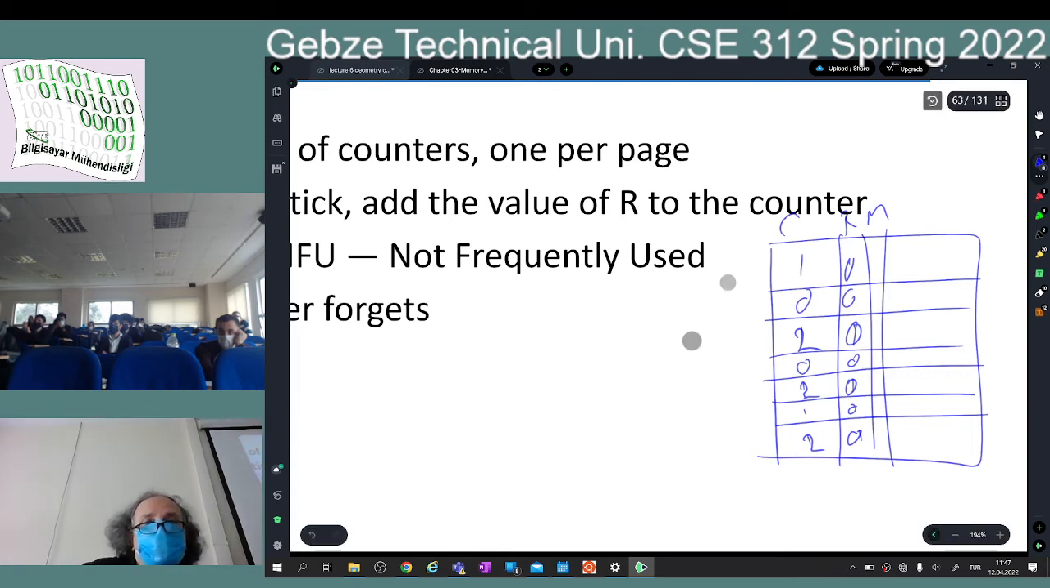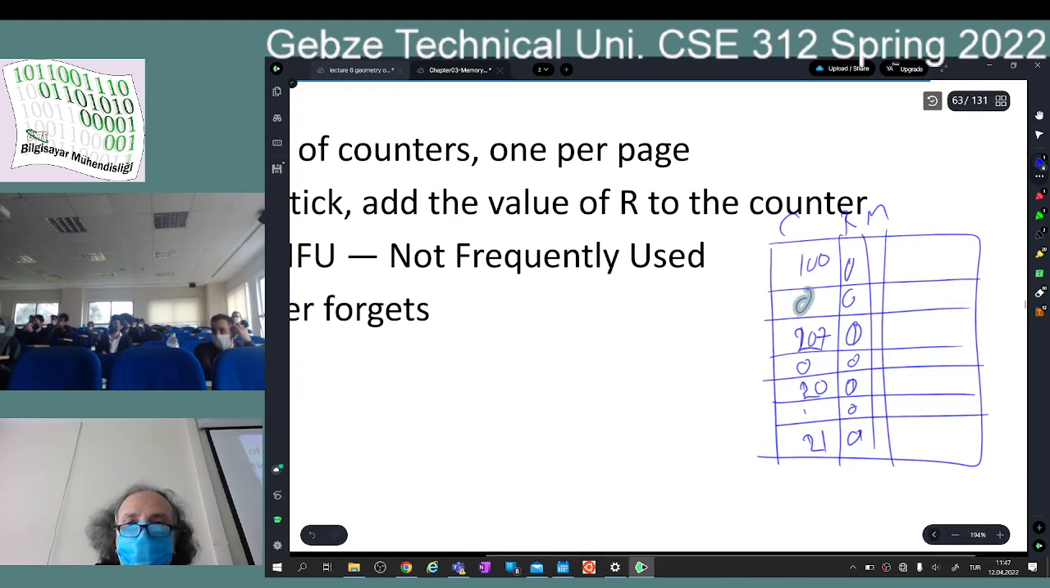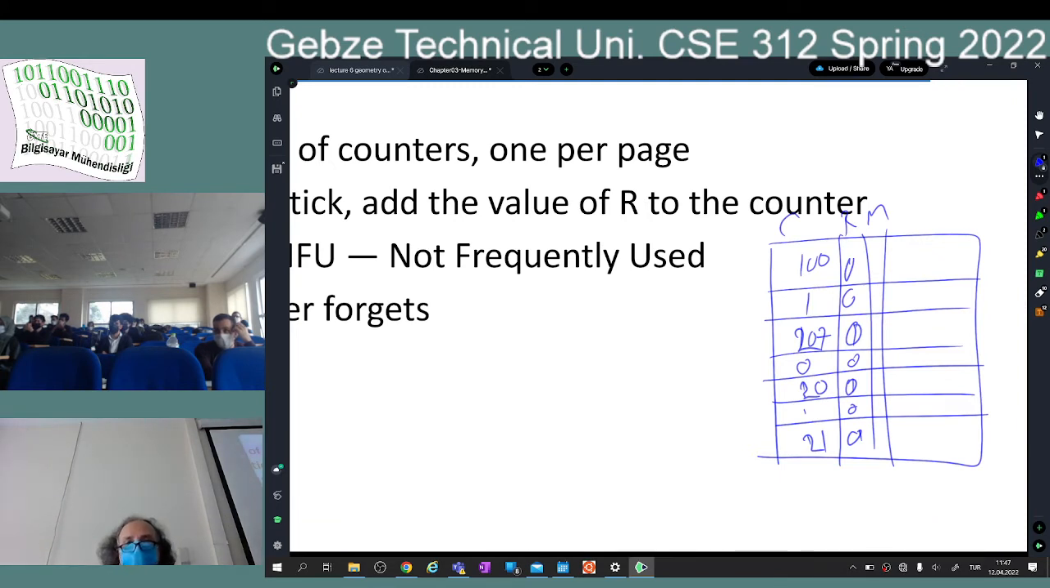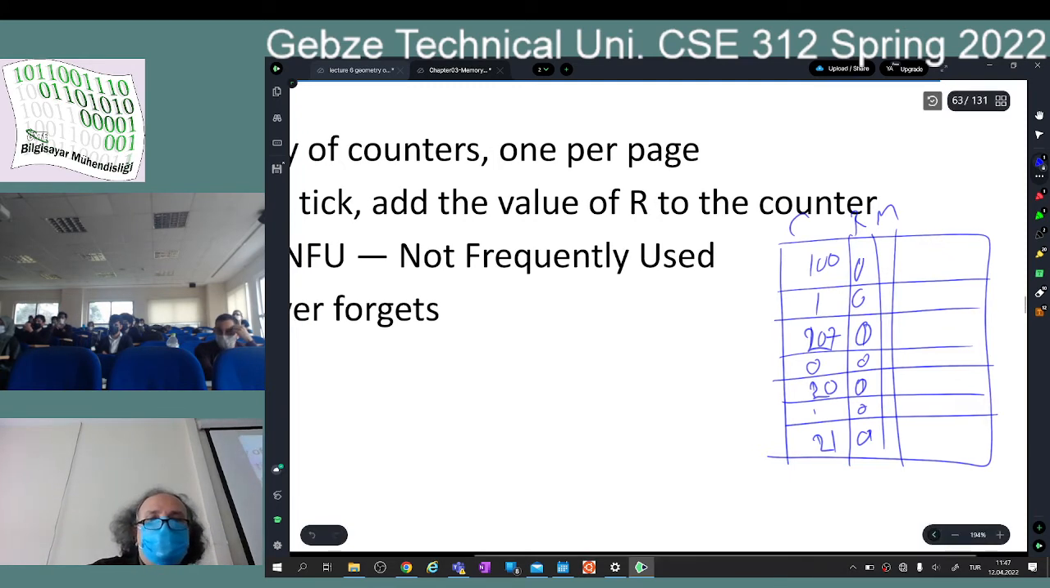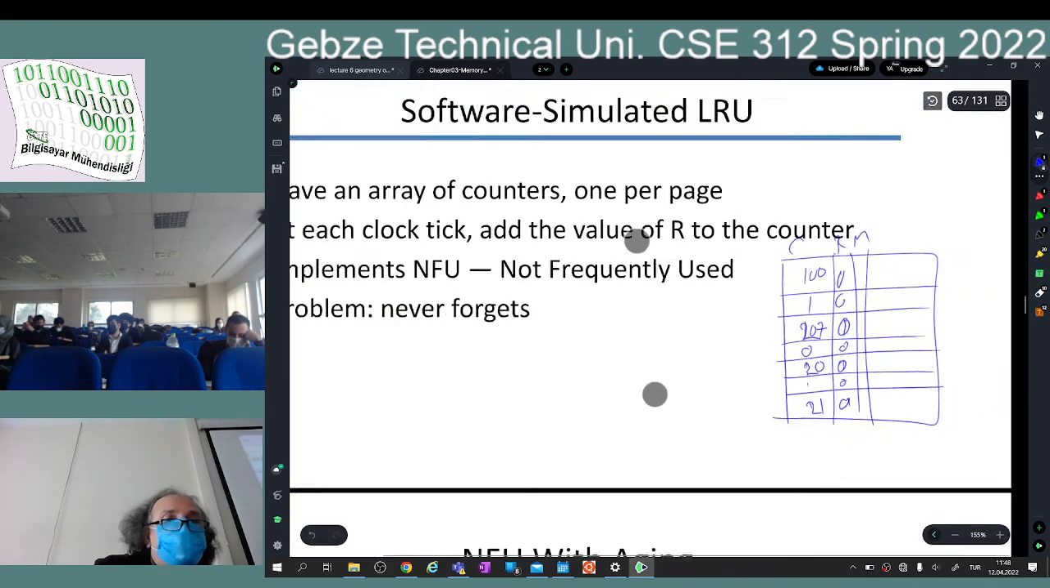So this will never forget. You will get numbers like, for example, 100 times accessed, 207 times accessed, 20 times accessed, 21, and this one is 1. So which one would you pick in this case? Of course I would pick 1 because it was not accessed much. But maybe that 1 is coming from the last interrupt, right? Maybe it is the most recently accessed page out of all of these. Maybe this 207 was accessed a long time ago. I don't know. So that's why we don't like NFU.